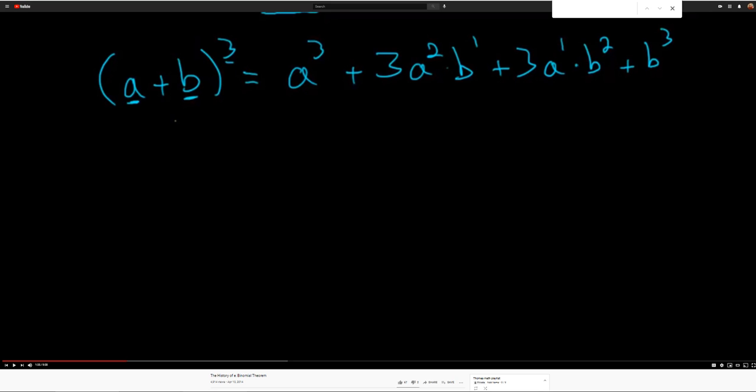So binomial just means two terms added together, in this case a plus b. The binomial theorem is what happens when we raise this to a power. I'm not actually going to go into the details on how you calculate this, but just know that the binomial theorem lets you expand this, so a plus b to the third power, to something like this.